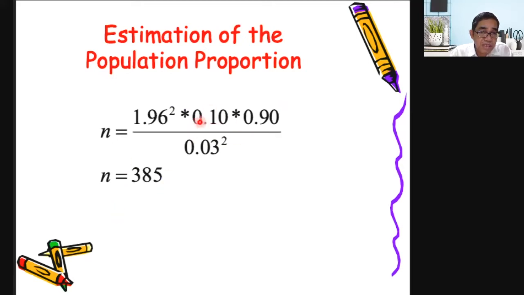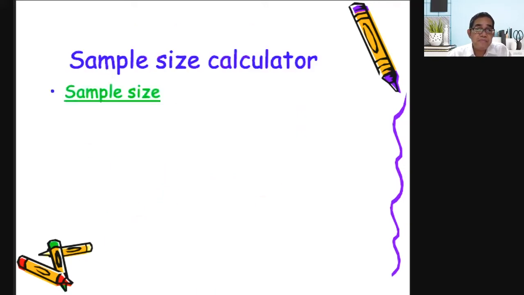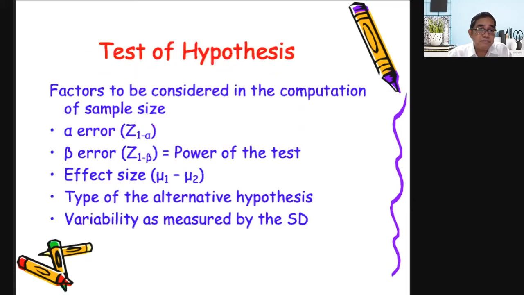This is the P, the 10% prevalence, or 0.1, and then this is the Q, which is 1 minus P, or 0.9. And then this is the maximum allowable error, 3%, and then the sample size is 385. As I said, I have automated that. We'll show you the calculator later on in class.